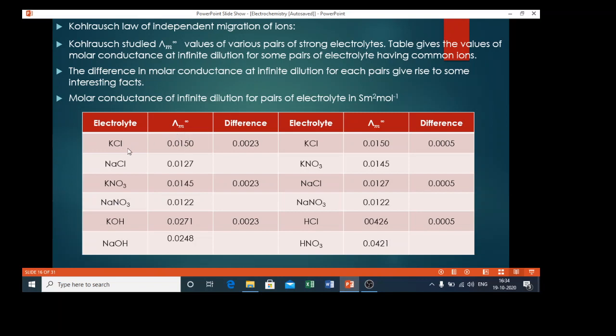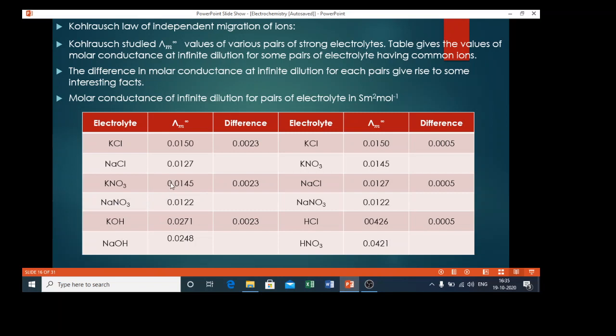For the electrolyte KCl, the λm infinity value is 0.0150, and for sodium chloride, the value is 0.0127. Then for potassium nitrate the λm infinity value is 0.0145, and for sodium nitrate is 0.0122 Siemens meter square per mole. In the third pair, the value for potassium hydroxide is 0.0271 Siemens meter square per mole, and for sodium hydroxide is 0.0248 Siemens meter square per mole.